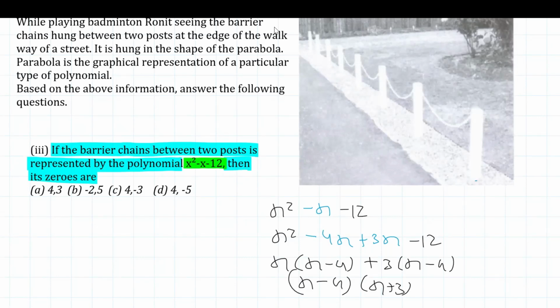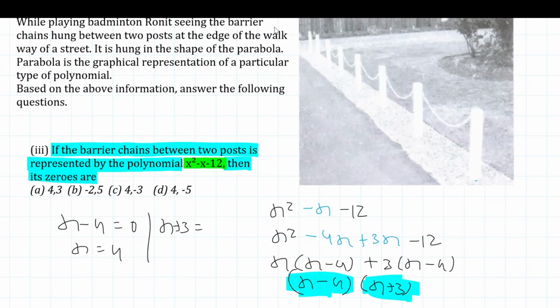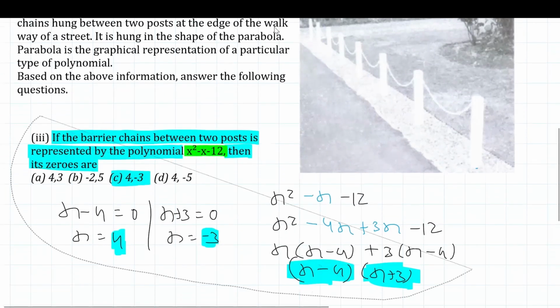Now, in order to get the zeros of the polynomial, we'll be equating these factors one by one with zero. So equating x minus 4 with 0, we get x is equal to 4. And similarly, equating x plus 3 with 0, we get x is equal to minus 3. So therefore, 4 and minus 3 are the two zeros of the polynomial. Yes, it is option C. Option C is correct for this.